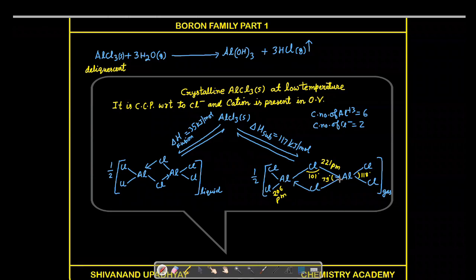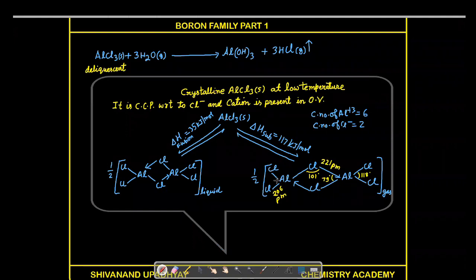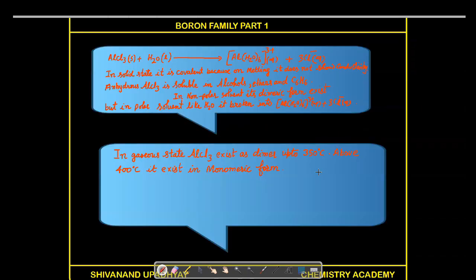When this gas is heated up to 350, this dimer is existing. Above 400 degrees Celsius, it is existing in the form of monomer. So for AlCl3, if nothing is mentioned, we should assume that in solid, liquid, and gas up to 350 degrees Celsius it is existing as dimer, right? Above 400 it exists in the form of monomer, right? AlCl3 will be monomer in gaseous state above 400 degrees Celsius.